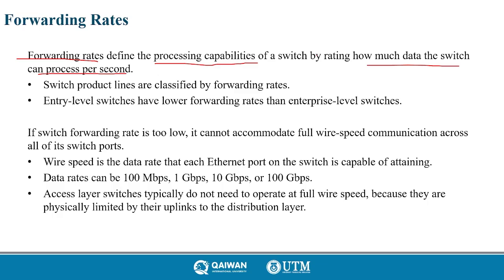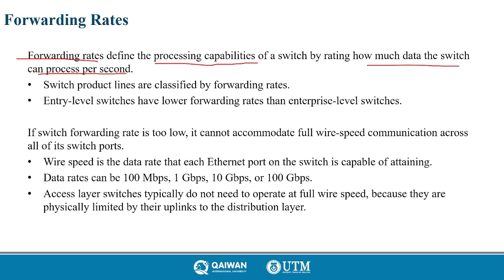Entry-level switches have a lower forwarding rate than enterprise-level switches. It means that enterprise-level switches are very efficient and more powerful than the simple switches, and it is quite obvious. If a switch's forwarding rate is too low, it cannot accommodate full wire speed communication across all of its switch ports. And what do I mean by it?